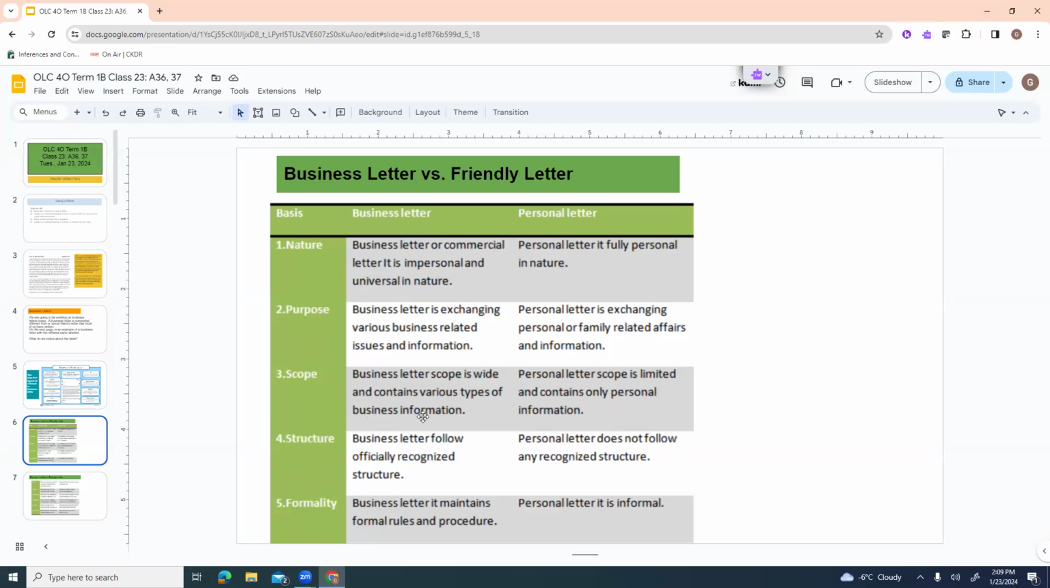Scope. Business letter scope is really wide. It can contain all sorts of different types of business information.